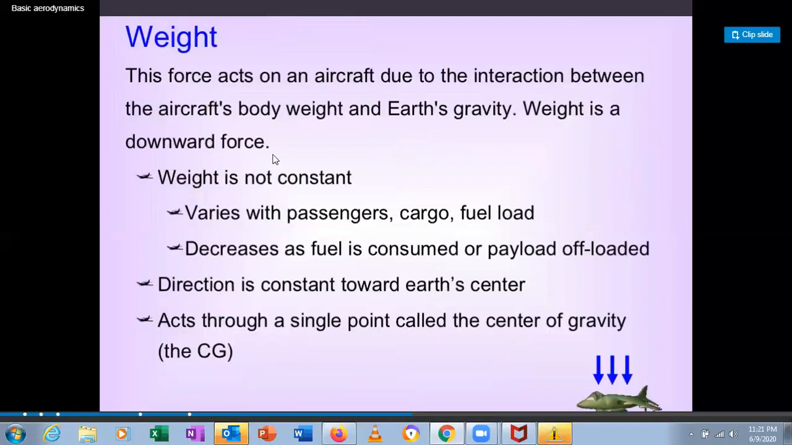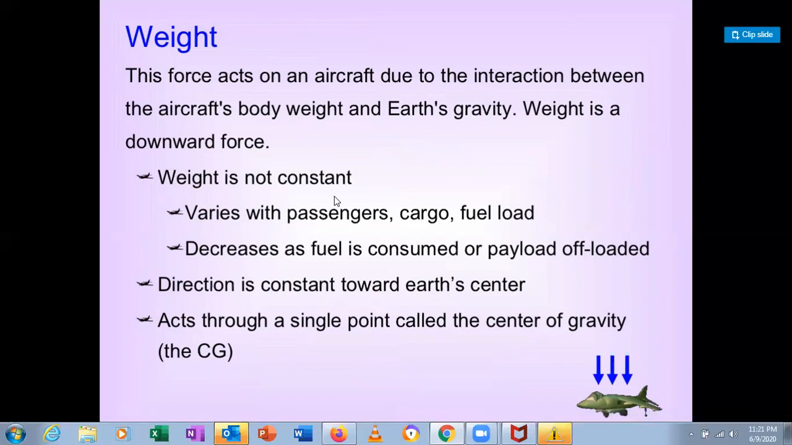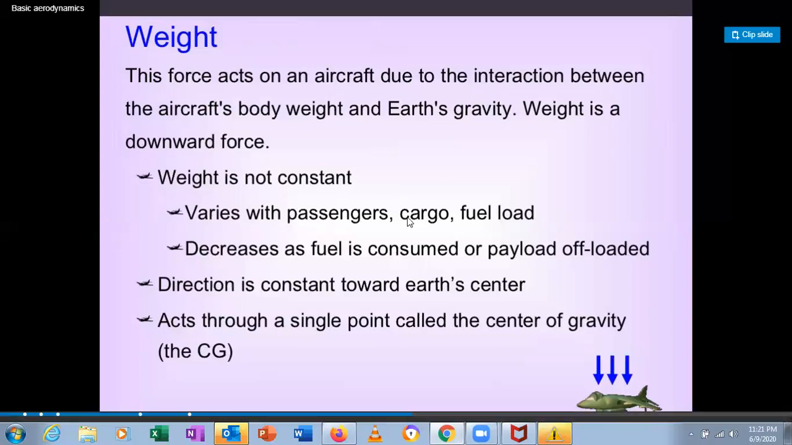Weight is the force that acts on the aircraft due to the interaction between the aircraft's body weight and Earth's gravity. Weight is a downward force. Why is weight not constant? As the aircraft starts moving, fuel is consumed, so the weight reduces. Therefore, it varies with the passengers, cargo, and the fuel load.